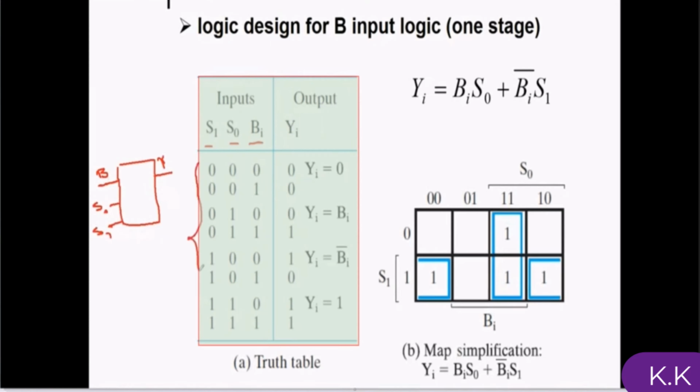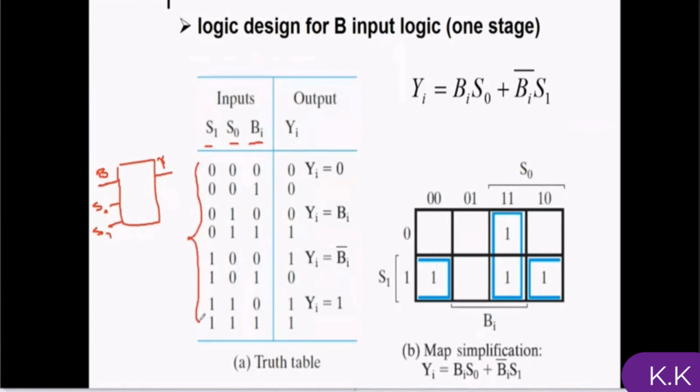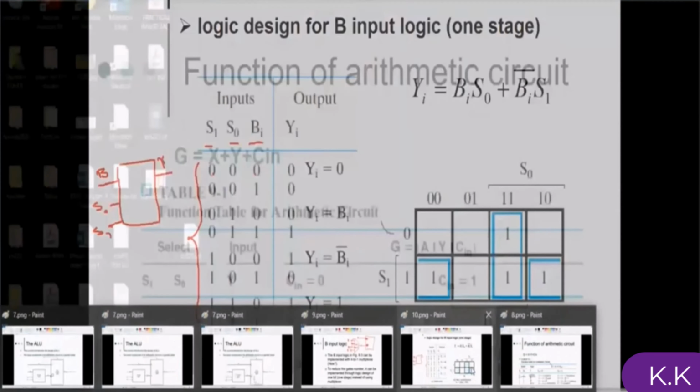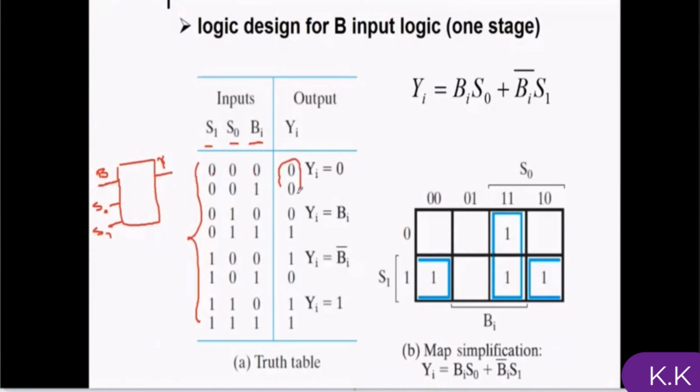First, you should draw the truth table of the circuit. We have 3 inputs, so we have 8 different combinations. When S is 0 0 and B is 0, what will be the output according to this table? When it is 0 0, all zeros should be the result. So for 0 0 it doesn't care about the value of B, it should be always 0. Let's check it.